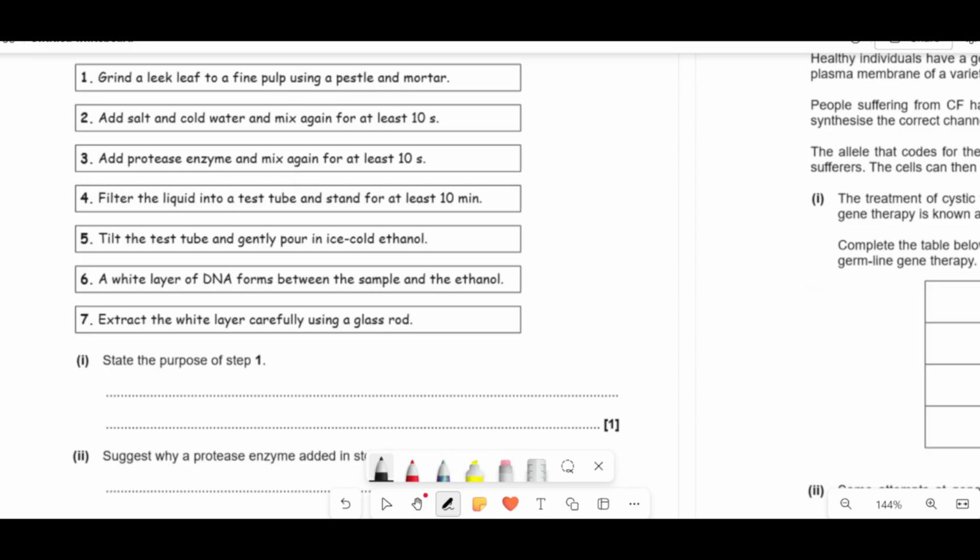So they ask, what's the point of step one? Well, they're just grinding it to a fine pulp. So the whole point is just to break down the cell walls.